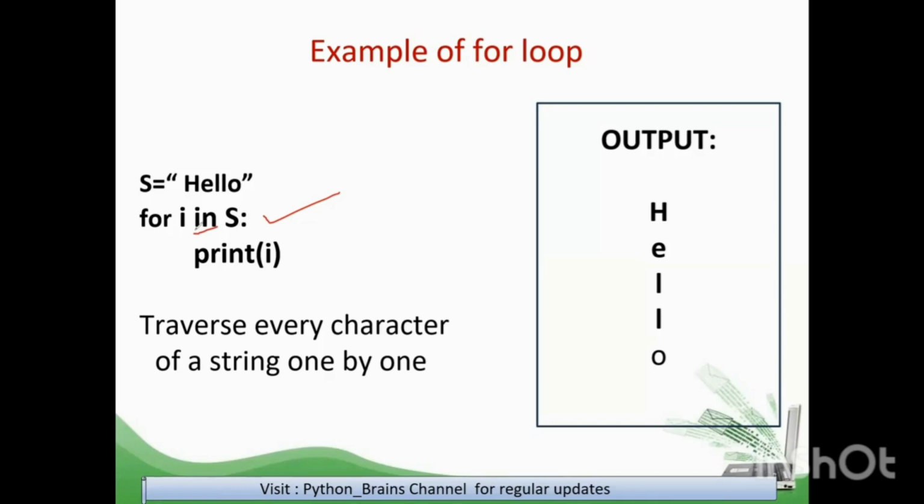First of all, H is there, then H is printed, then E is printed, then L is printed, then again L and then O. After O, no value is found there. So that's why the loop terminates, because this counter, this final S variable, is not getting any value after O. So that's why the loop terminates there. So this is the simple way how we can work with a string with a for loop.